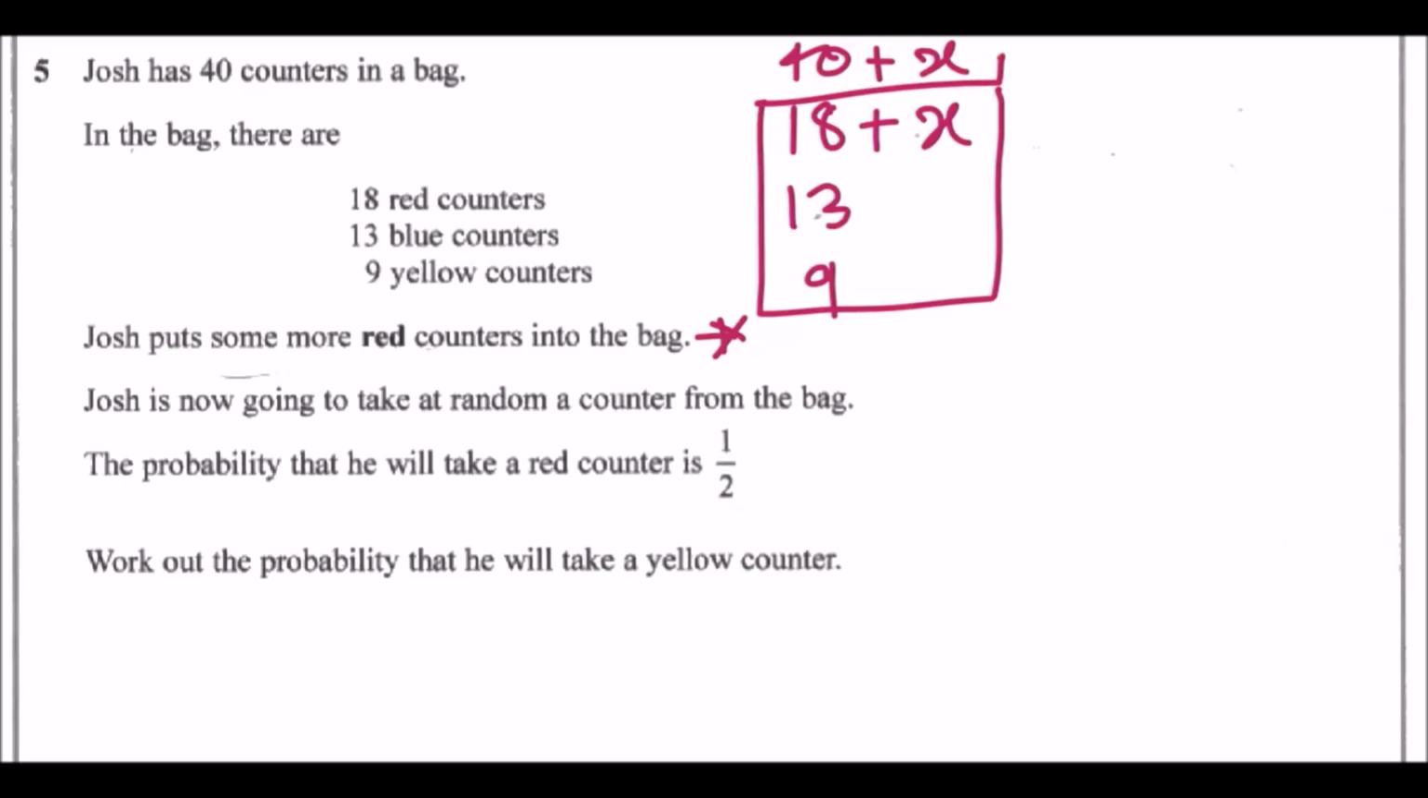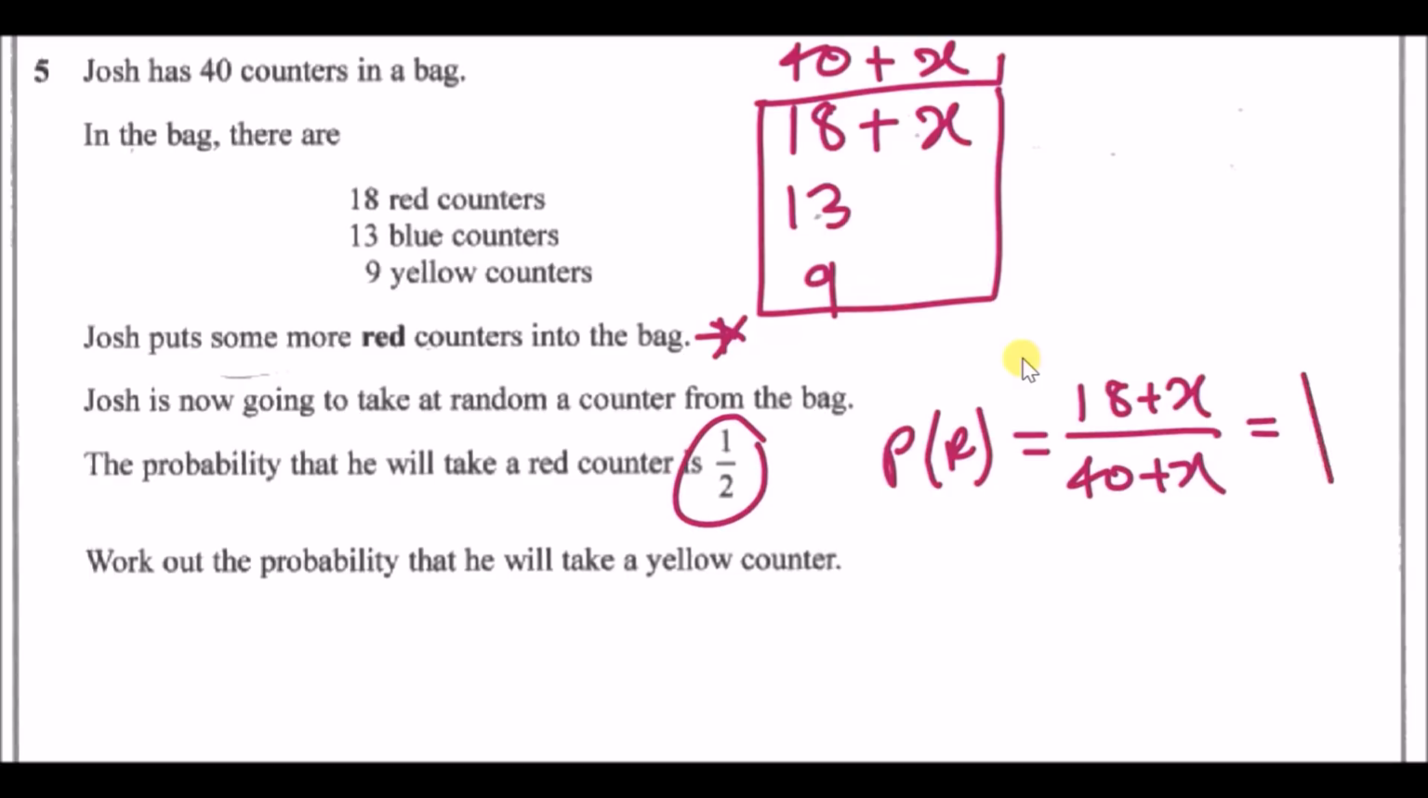Now Josh is going to take at random a counter from the bag. The probability that he will take a red counter is a half. So in other words, if you're going to take a red, we know how many reds there are. There is 18 plus some extra X over 40 plus X, which is the total. And we know that this is equivalent to a half.